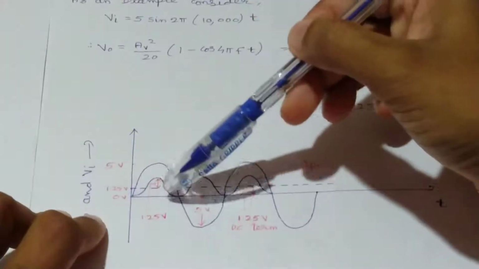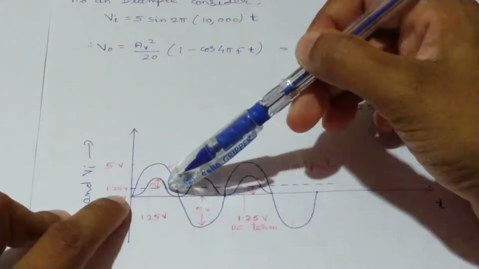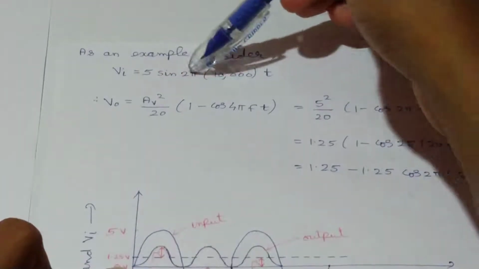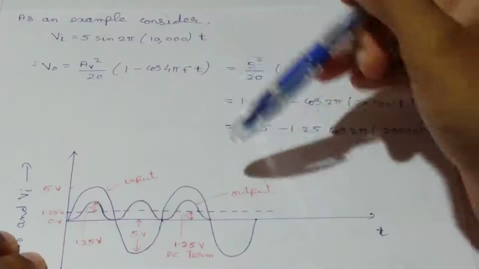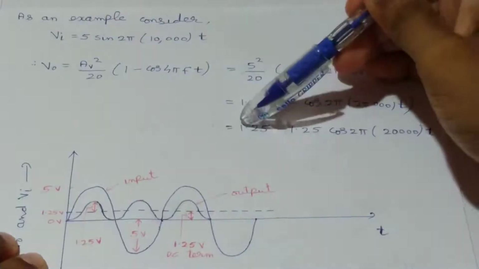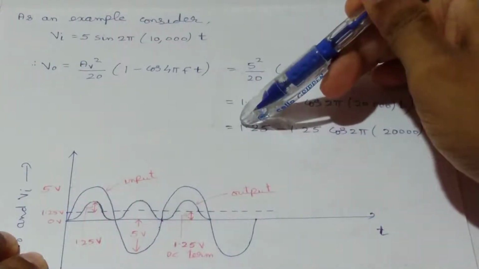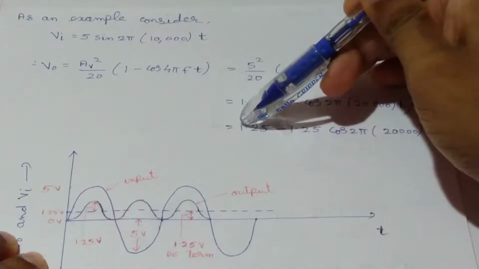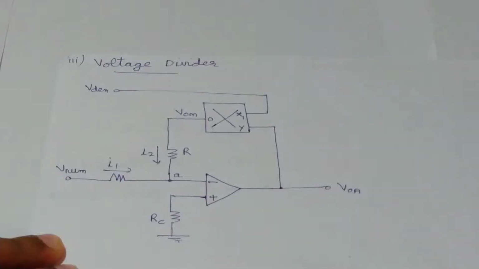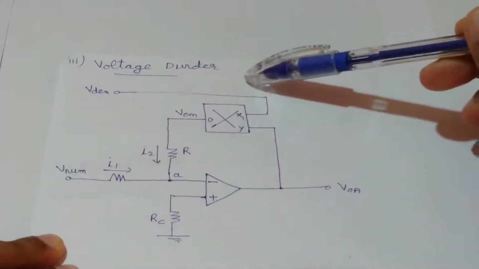So these are our input and output waveforms for an input voltage Va equal to 5 sine 2 pi 10,000 t. Now if we want to remove this DC component from the output, then we can remove it by connecting a 1 microfarad coupling capacitor between the output terminal and a load resistor across which the output can be observed. Let's now consider the application as voltage divider.